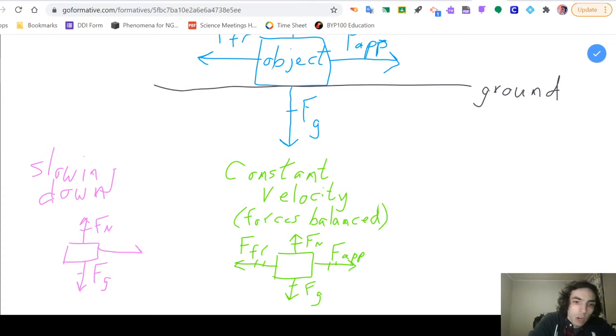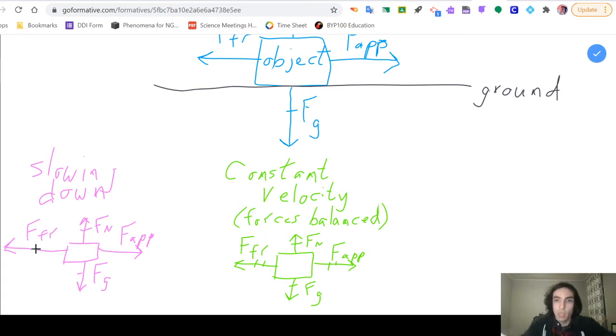And we could draw our applied force like this. Still to the right, because this person is exerting that rightwards force on purpose. It's a person doing it, so it's an applied force. But if this is slowing down and it's moving to the right, then the friction force is probably at least a little bit stronger than this applied force.